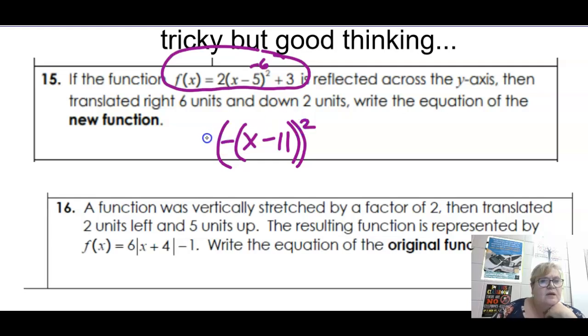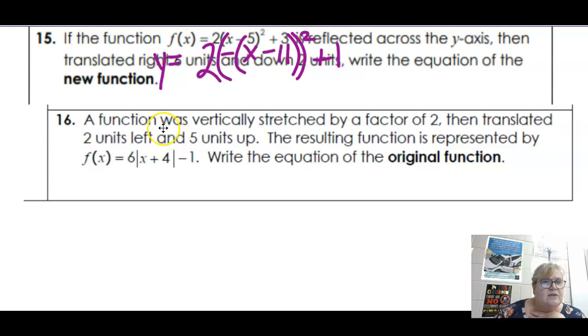Multiply it by 2. And then it says, and down 2. So it used to be up 3. If we go down 2 from there, it'll be a +1. All right. Yeah, those are tricky. I'll be honest, I'm not going to put that on a test or quiz.